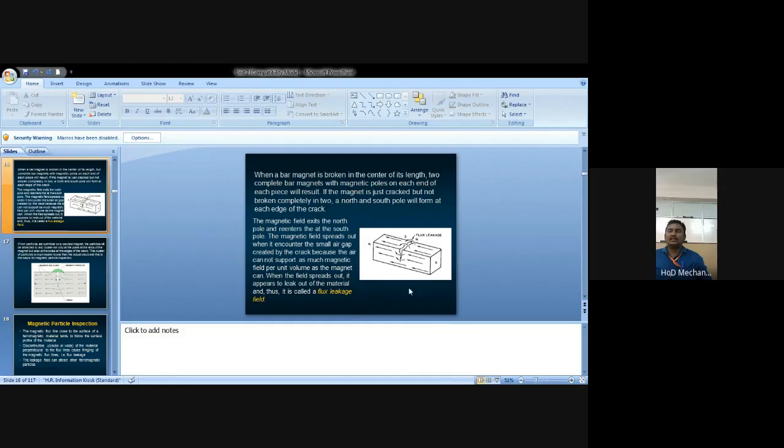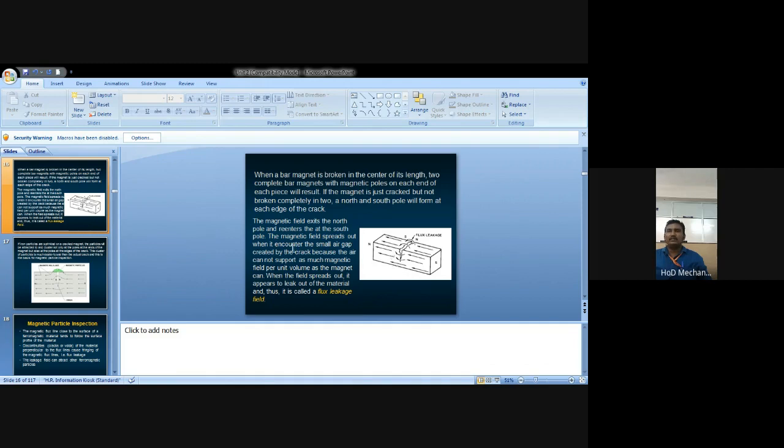That is the natural property of the magnet. The magnetic field exits the north pole, and after the magnet is broken, the polarity of the magnetic path direction is that the field exits the north pole and re-enters at the south pole of the broken edge.